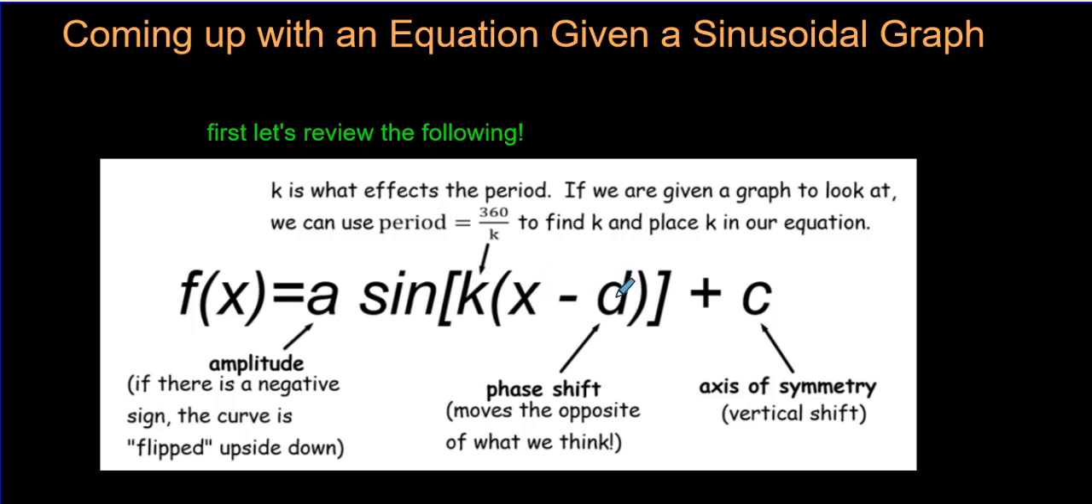However, the minus d part, well, you have to remember that when you have a minus sign and a number here, it's going to do the opposite of what you think. What's inside the brackets here is the left and the right, or phase shift part of the graph, and it'll move the opposite of what you think. So if there's a minus 5 here, it's actually going to go to the right 5, and if there's a plus 5 here, it's going to go to the left 5.